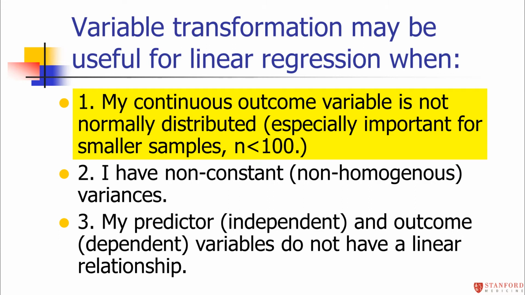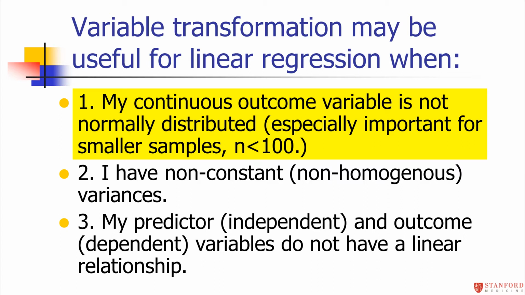For example, if you've got a continuous outcome variable that's not normally distributed and you want to run a linear regression, what do you do? Well, one thing we talked about is that you could use alternative tests called non-parametric tests, things like the Wilcoxon rank sum test, to analyze those data. But the Wilcoxon rank sum test is not a regression technique. So what if you want to actually run a linear regression on those data?